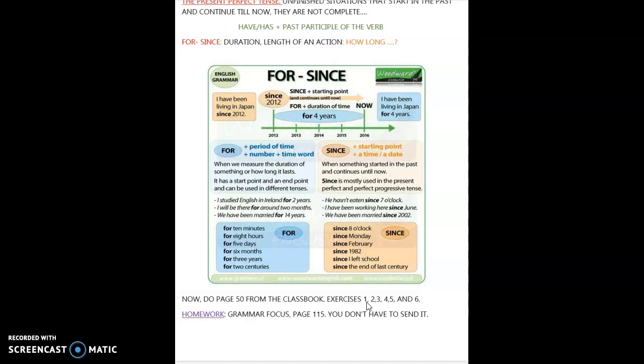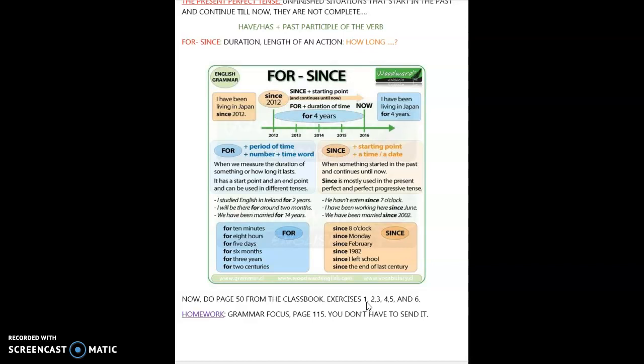And finally, I want you to do it in the folder. Exercise number 6. Yes? Do it in the folder, because in the book you don't have enough room for that. I know name of your neighbor. I have known, in my case, Juan, for 9 years. I live in name of the neighborhood. I have lived in Pedro Pico neighborhood for 10 years. Or since 2000 and whatever.